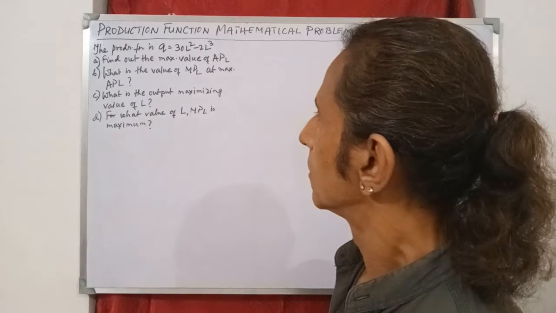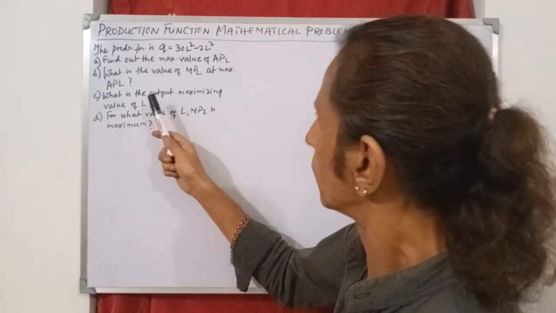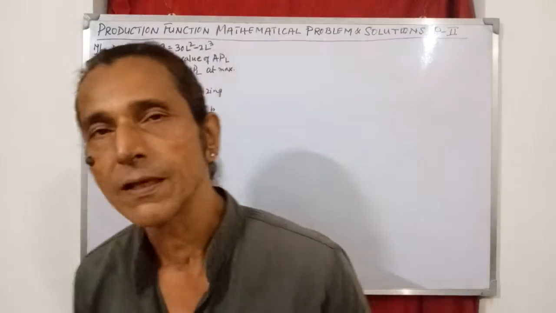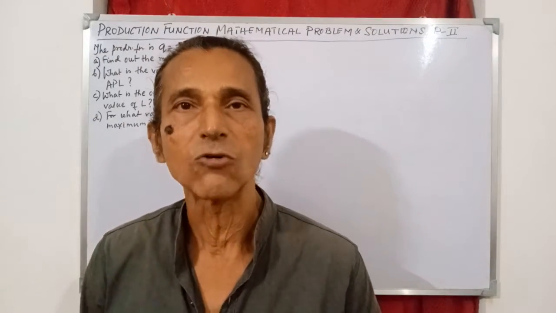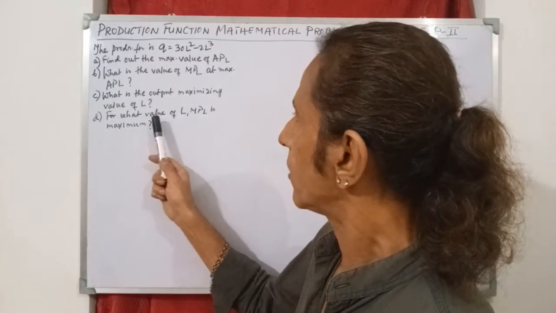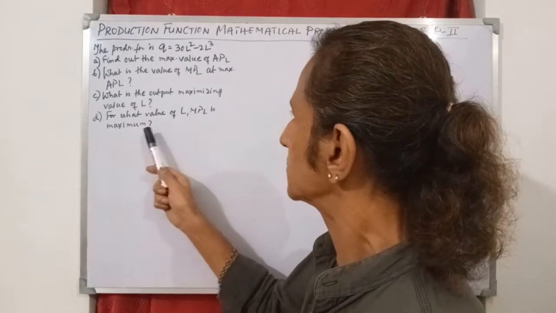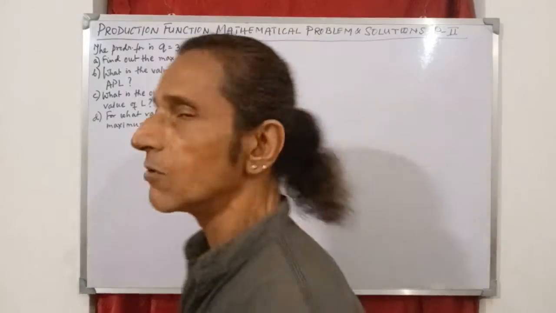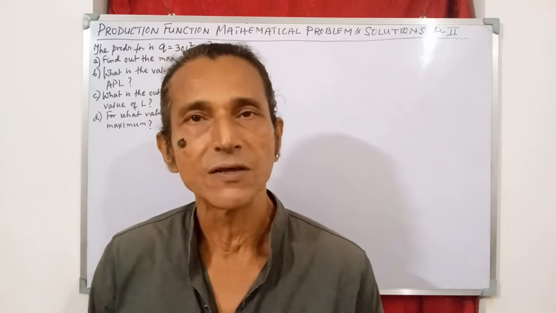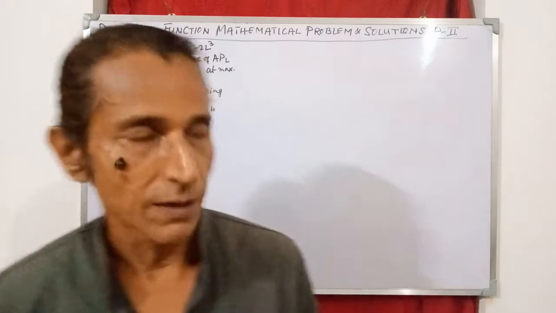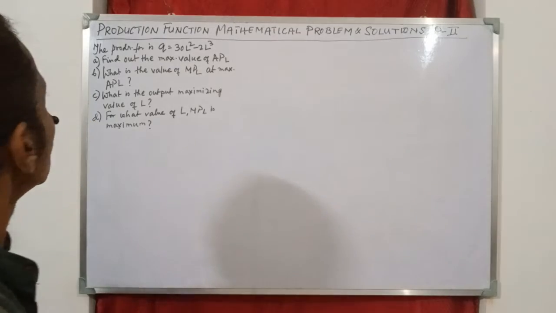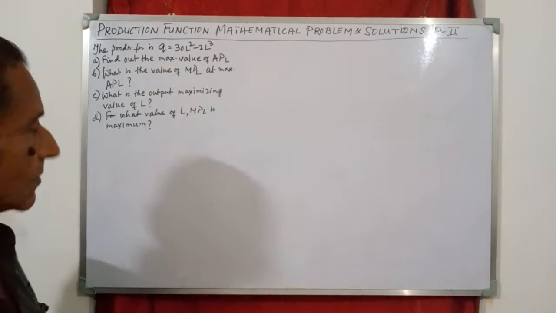Number C. What is the output maximizing value of L, that is, at what value of L the output is maximized. And number D. For what value of L is MPL maximum, that is, at what value of L the marginal productivity of labor is maximum. Now look at the whiteboard. I am solving all these parts one by one.